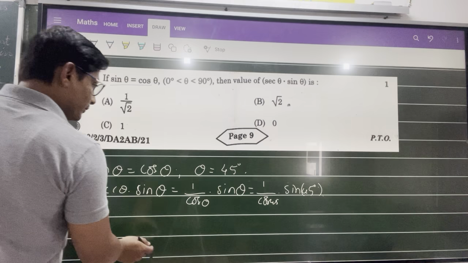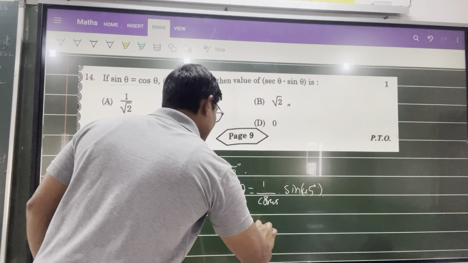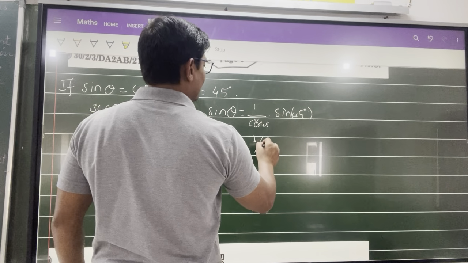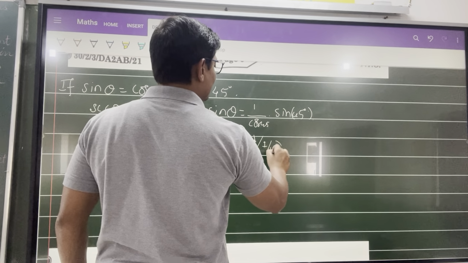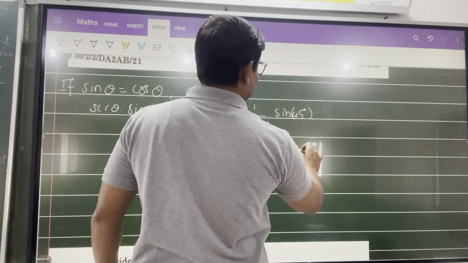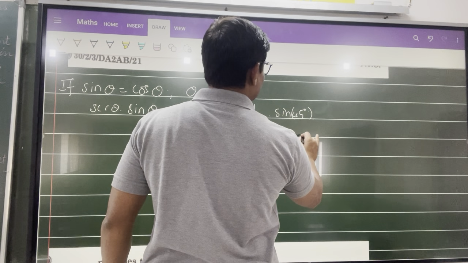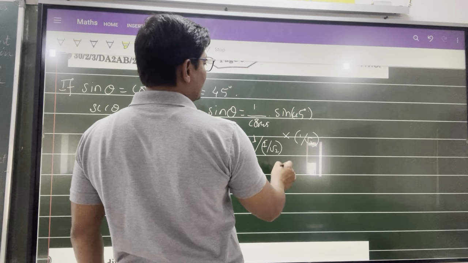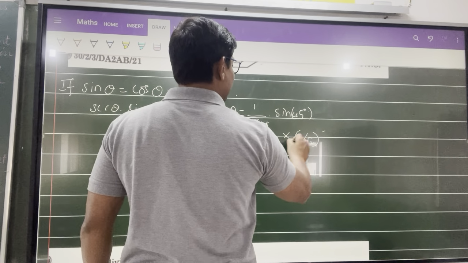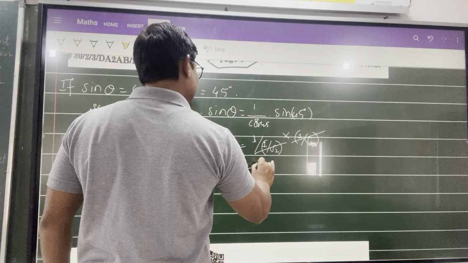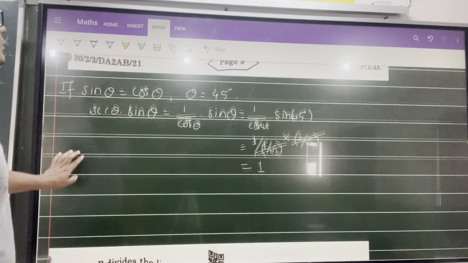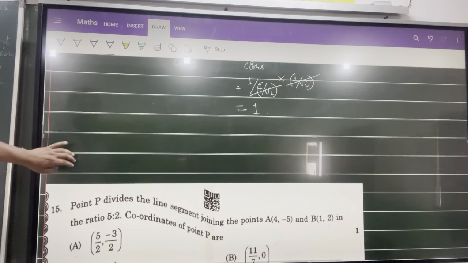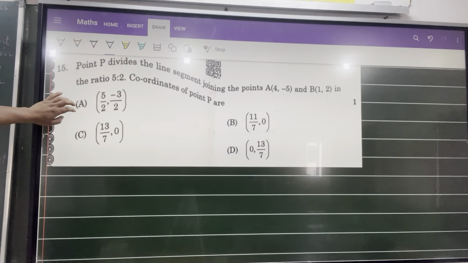Okay. So therefore simplifying this, we will get 1 by root 2 into, here sin 45 is 1 by root 2. So here 1 by root 2 and 1 by root 2 are going to cancel each other. So what we get is finally 1. So 1 is option number C. Fine. Okay. So 15th question.